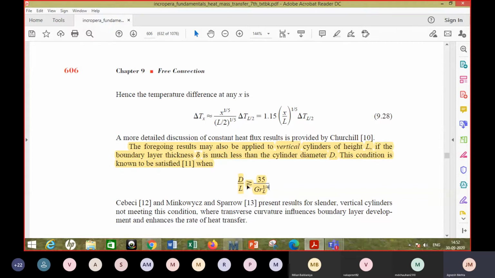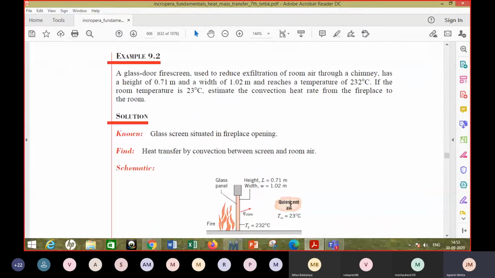Okay. Basically, the cylinder diameter should not be too small as compared to the length. Right? That is what is the concern here. That is, the curvature should not be very steep. If it is not steep, in that case, those correlations can also be used. The correlations for a vertical flat plate may be applied to vertical cylinders also with this condition.